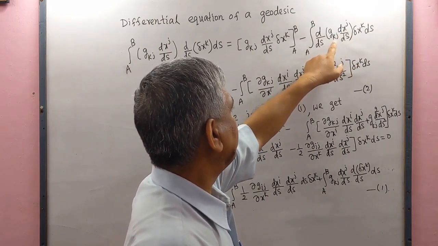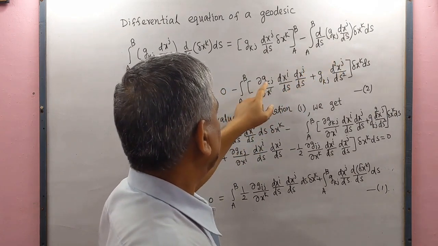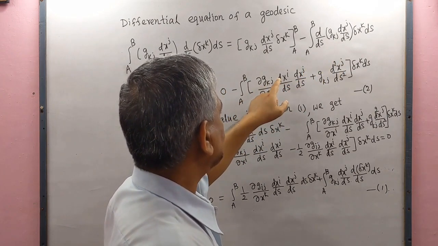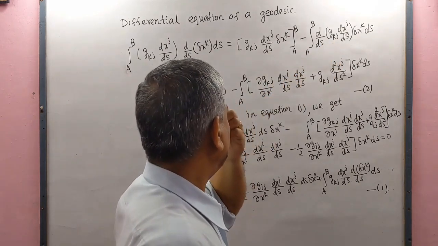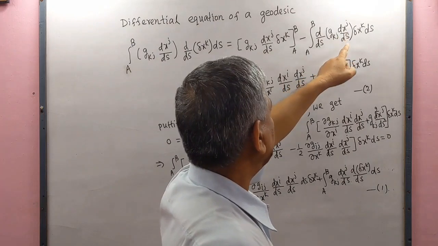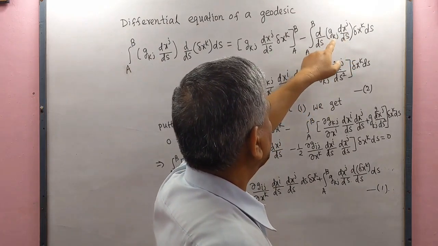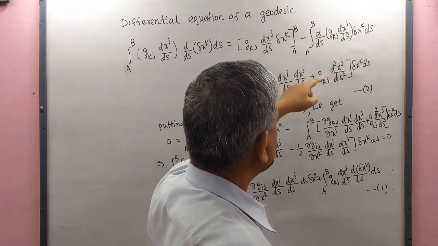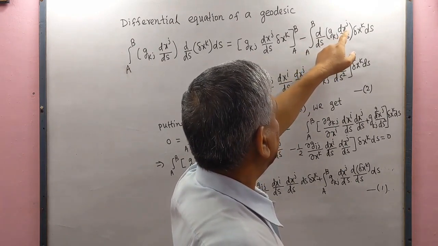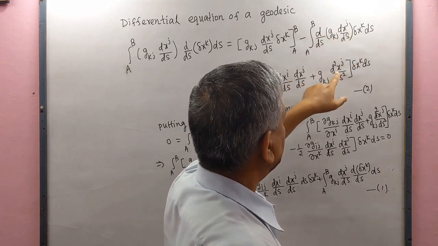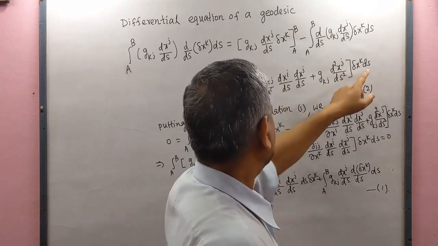Now differentiate here gkj dxj by ds. Firstly differentiate gkj, del gkj by del xi dxi by ds, differentiation of gkj, and dxj by ds remains the same. Now gkj remains same and differentiation of dxj by ds, double derivative, outside delta xk ds.